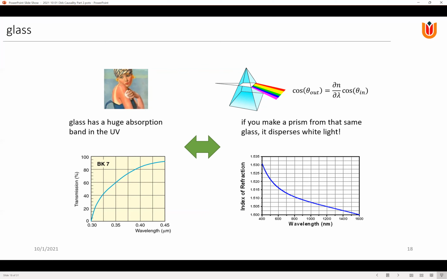So that would look just like the graph that we just saw. So something like an absorption peak at, let's say, 400 nanometers, and that would translate into, so again, centered at 400 nanometers.